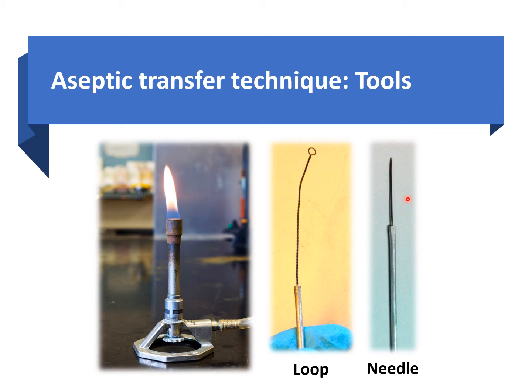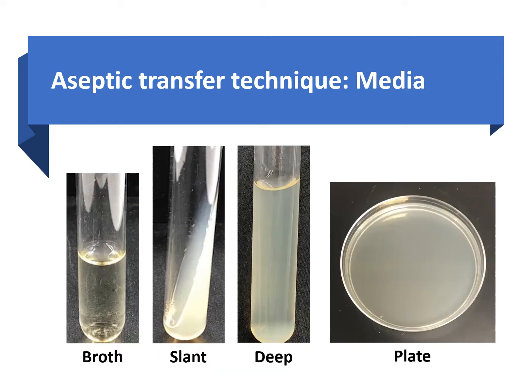So a deep is not going to be a solid medium, it's going to be semi-solid, okay? The needle, we usually use with the deep, and you basically stab your deep, and I'll show you how to do it. A loop is usually used when you want to transfer a bacteria into a broth medium, or onto a plate, or onto a slant, and I'm going to show you what a slant is, okay? So those are different physical forms of media.